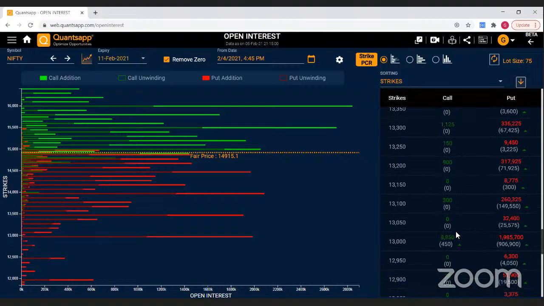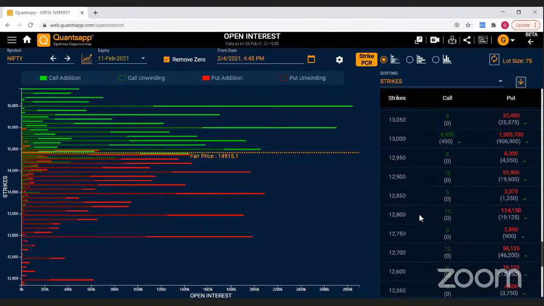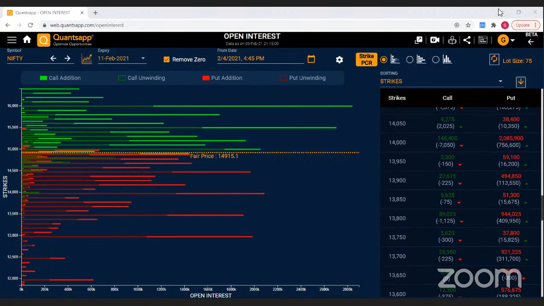So I'll just take you through it. Say the 12,800 call option. I'm taking this for example purposes, so don't confuse the number of shares with the number of contracts. One contract, one lot, has 75 shares. So we have taken this in terms of shares, and this is one point you should keep in mind.